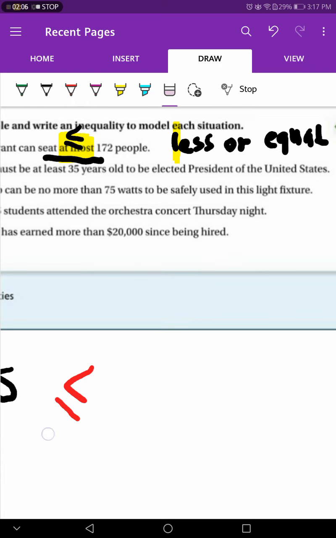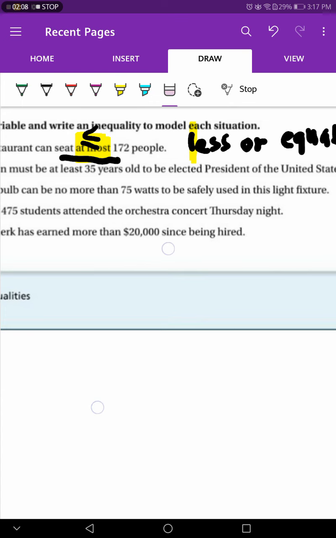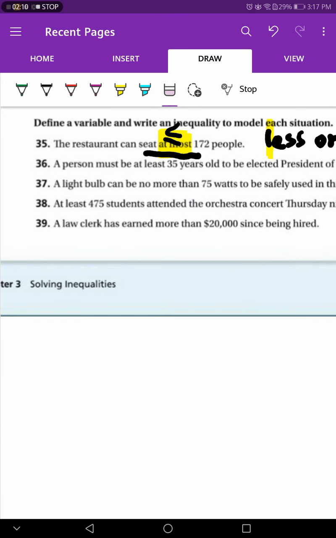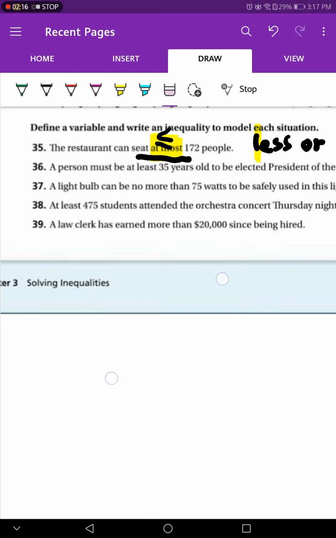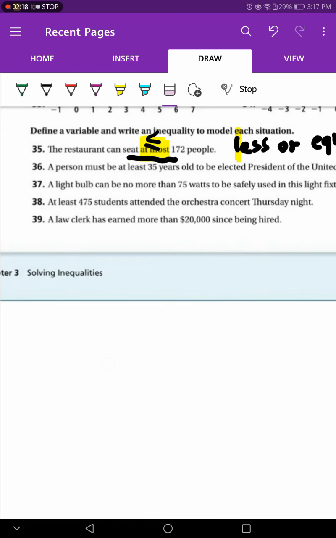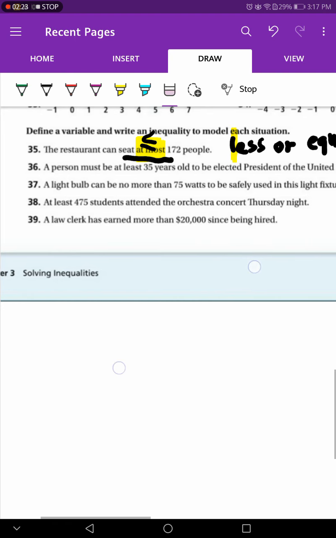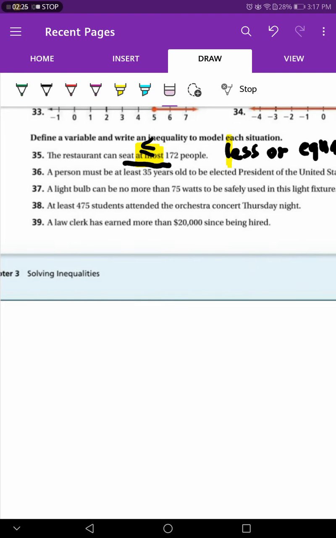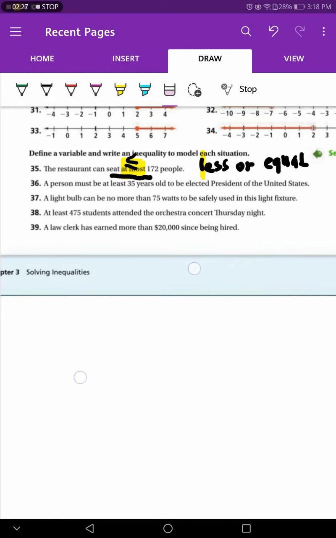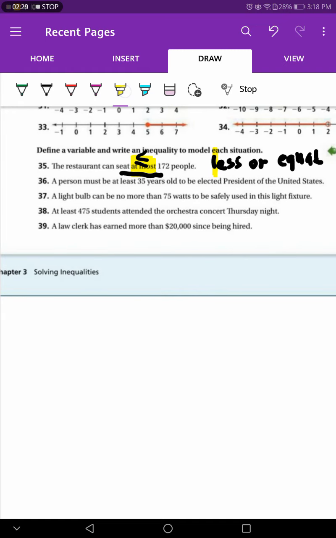Okay, my boys. Now the second one, Ryan, 36, please. A person must be at least 35 years old to be elected president of the United States. Now we move to at least.